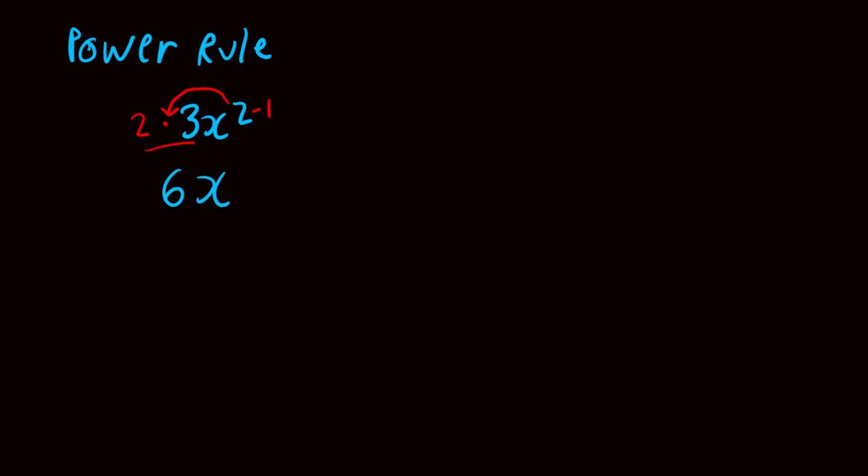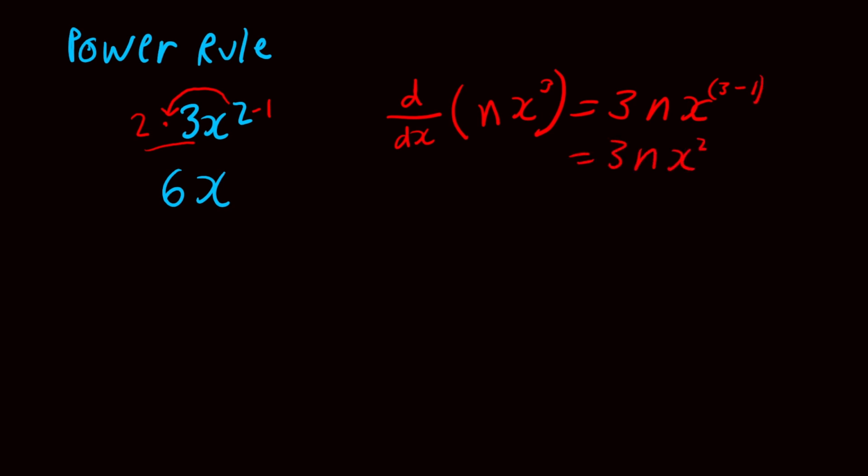Okay, so I'll write it in a more general form. So the derivative d by dx of, I'll just do nx, I don't know, cubed, let's say. So this would be 3nx to the 3 minus 1, which is 3nx squared. So that's all you have to do. You bring this exponent down, subtract 1, and then you get your answer.